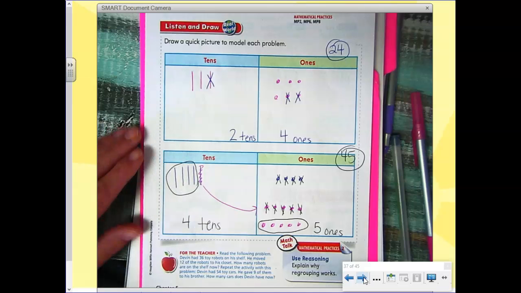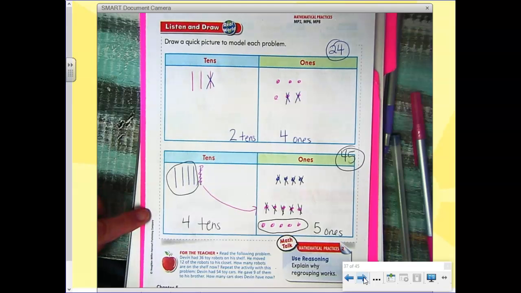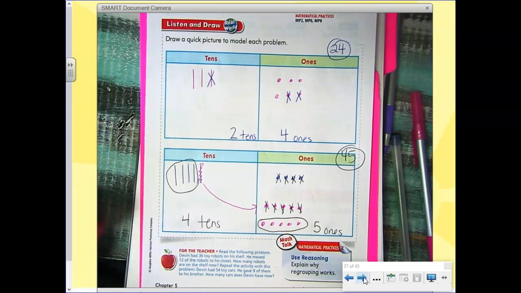All right, what was different about the way you solved problem 1 and the way you solved problem 2?